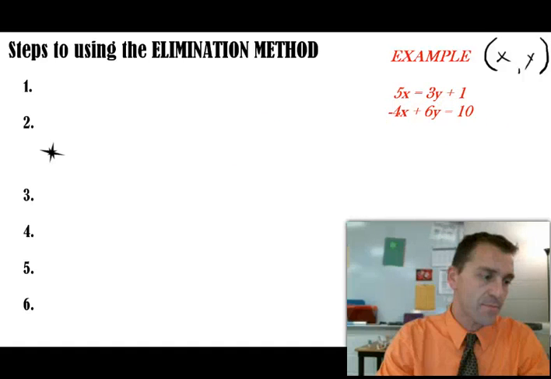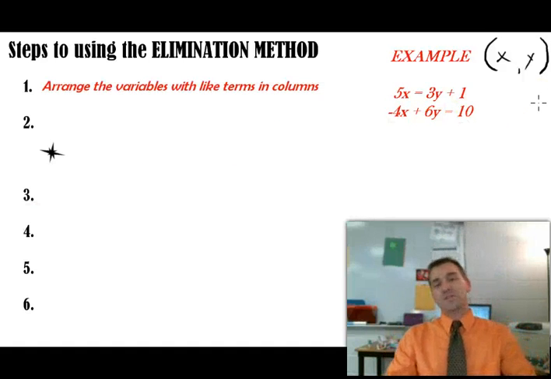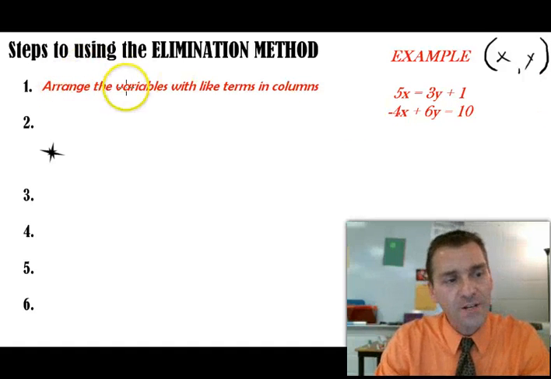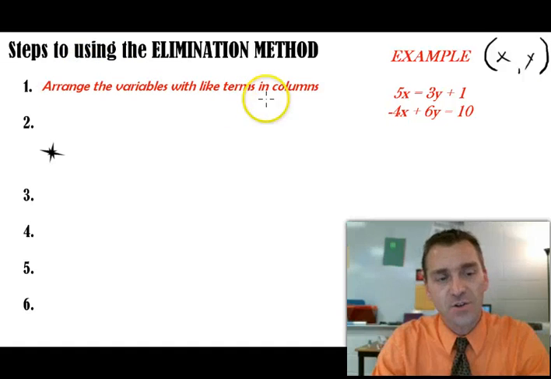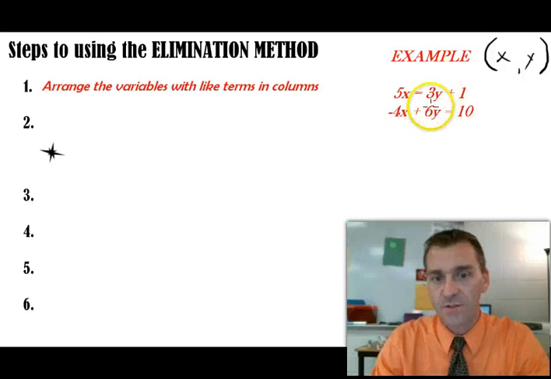So here is step number 1 in solving systems of equations through the elimination method. 1, you need to arrange the variables with the like terms in columns. Now what I mean by that is this. Notice I have the 5x and negative 4x. I have the 3y and 6y, and I got the 1 and the 10. So the like terms are in columns.